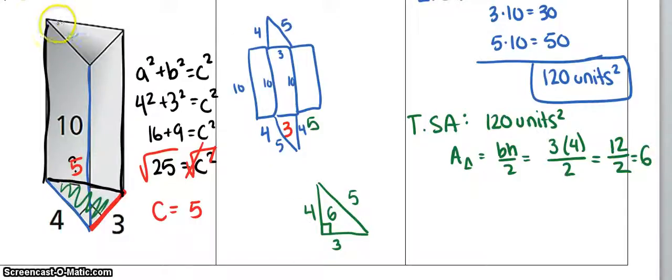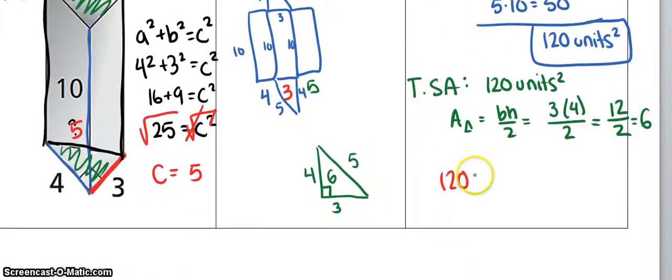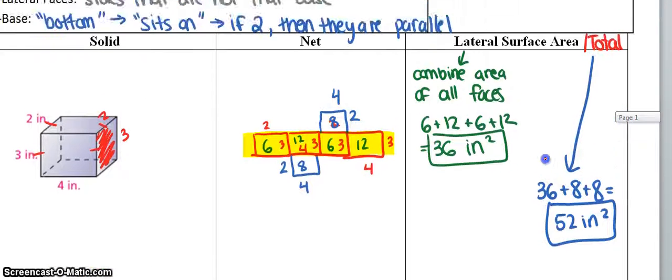But in our triangular prism here, I actually have 2 of those triangles. So the total surface area will have to be the area of all of the sides, which is 120, we calculated that before, plus the area of the bases, which the area of one base is 6, the area of the other is 6. So that's 120 plus 12. 120 plus 10 would be 130, plus 2 more would give me 132. You can do that in your head, units squared. So that's how you find total and lateral surface area.